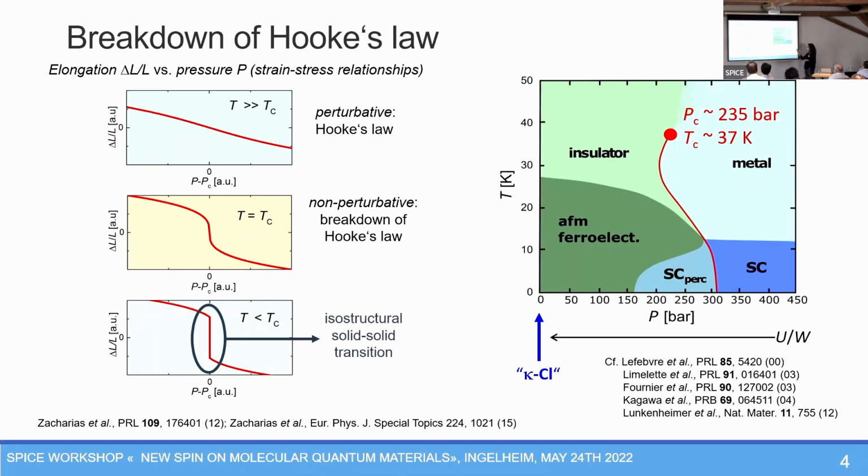Now, as we get closer and closer to this endpoint, we expect that the coupling becomes more and more important. And the consequence of that is that we expect a very strongly non-linear change of the length as a function of pressure. And this is what is then known as the breakdown of Hooke's law.